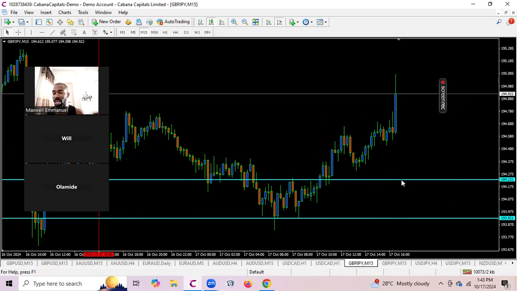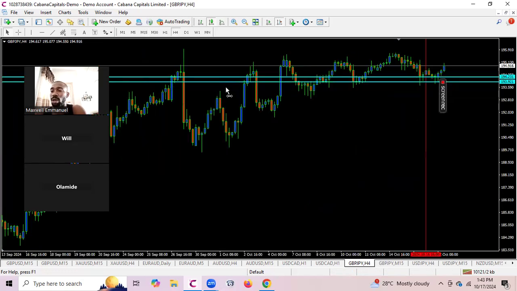Probably the high of this fair value gap, 194.23, which is about 70 pips from the current market price. Wait for price to pull back to this area, then buy and set your stop loss using the low of this candle. That's my take on GJ. My bias for GJ this week still remains bullish.